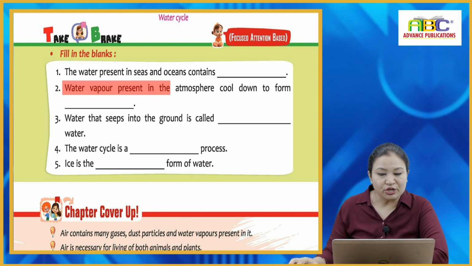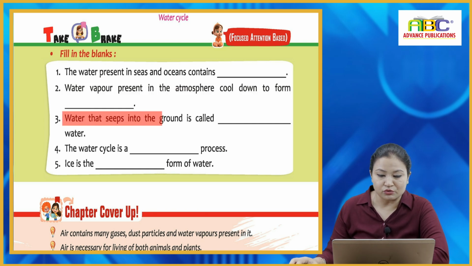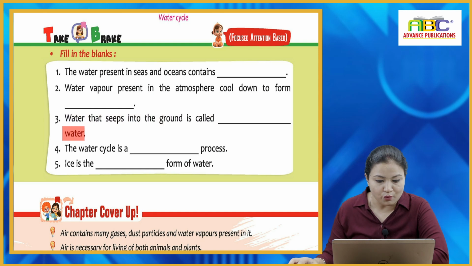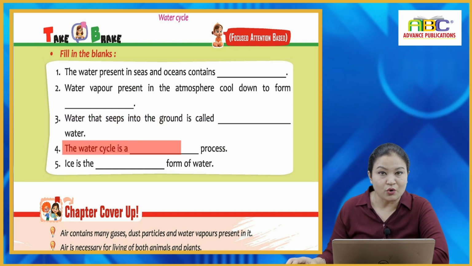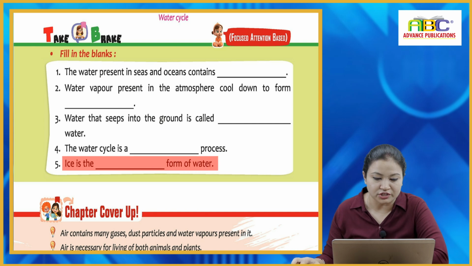Water vapor present in the atmosphere cools down to form cloud. The water that seeps into the ground is called groundwater. The water cycle is a continuous process. Ice is the solid form of water.